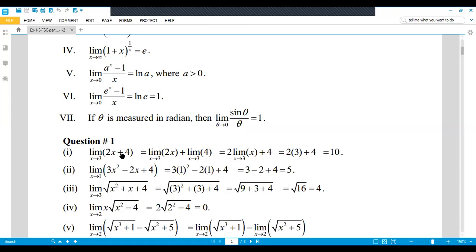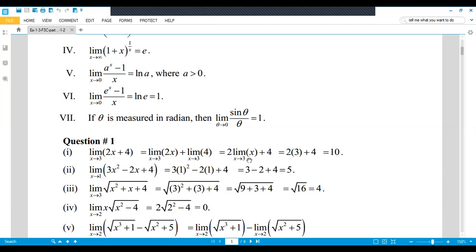Look, the first part is limit x approaches 3, 2x plus 4. When we apply the limit theorem, the limit will come separately with 2x: limit x approaches 3, 2x, plus limit x approaches 3, 4. The coefficient will come at the start and the limit only applies on the variable, because if we apply it on the constant, it will remain the same, no change. So 2 limit x approaches 3, x, plus 4, as it is.